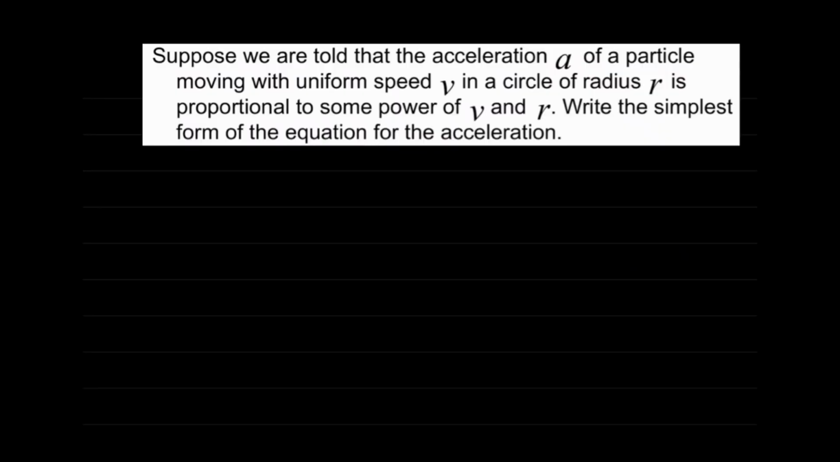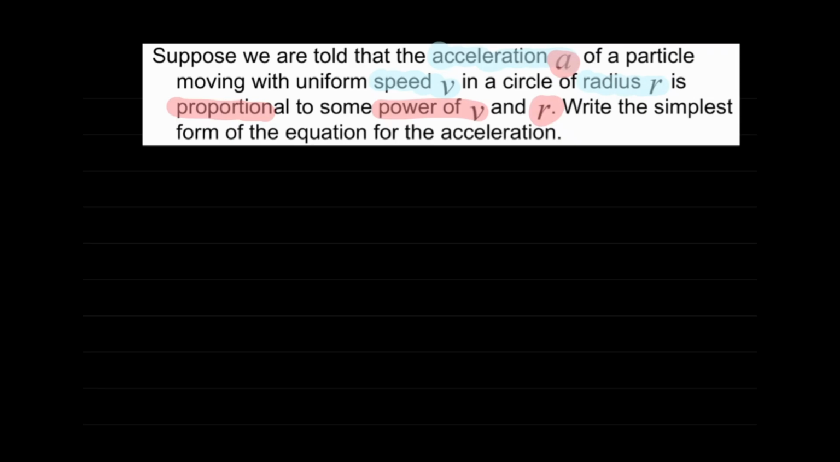Here is an example problem that uses dimensional analysis. Suppose we are told that the acceleration a of a particle moving with a uniform speed v in a circle of radius r is proportional to some power of v and r. Write the simplest form of the equation for the acceleration. So we have three variables here: acceleration a, speed v, and radius r. And we also know that a is proportional to some power of v and r.